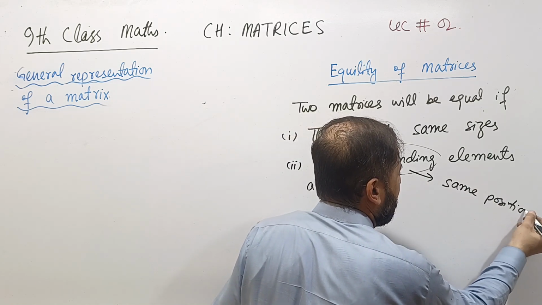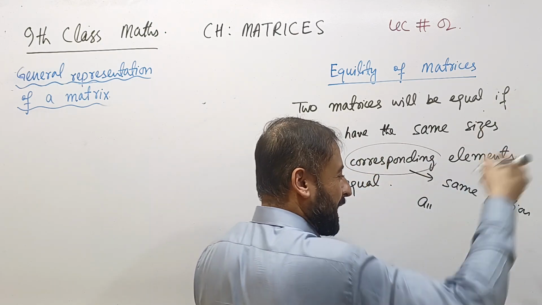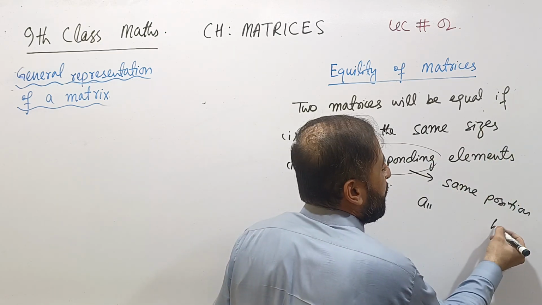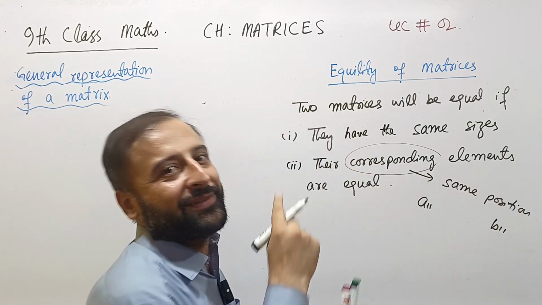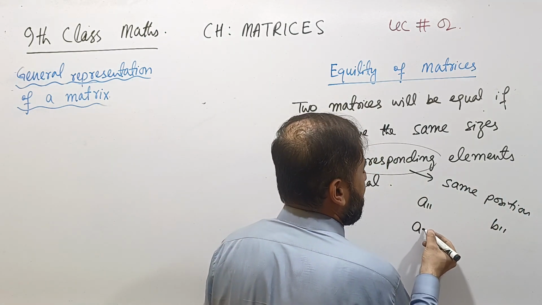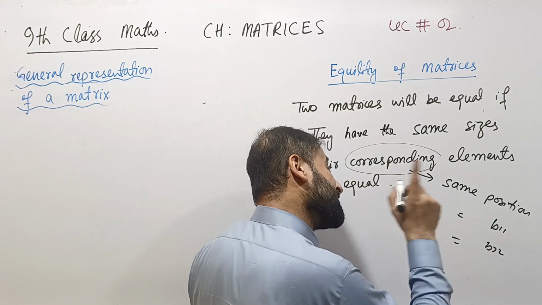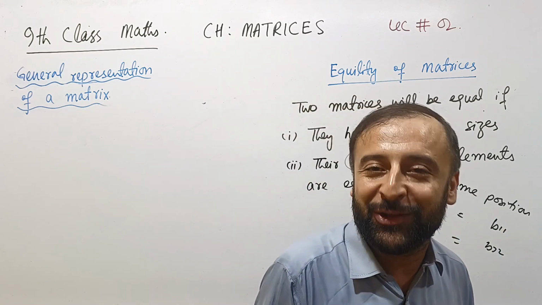For example, suppose the two matrices are A and B. In matrix A, the corresponding element of A11 will be B11. Similarly, the corresponding element of A32 will be B32, of course. So all of the corresponding elements are equal.